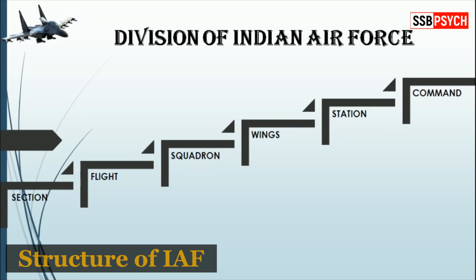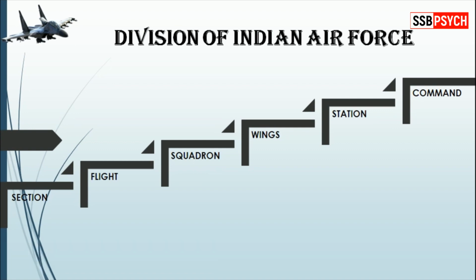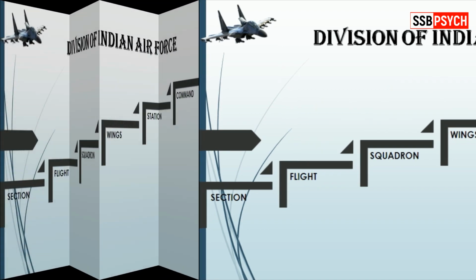When I start with the structure, even as a body has different parts like hands, eyes, nose, mouth, etc., similarly, in the Indian Air Force, if you go in ascending order, the smallest part is called the section, followed by a flight, then squadron, then wings, station, and command. We will discuss every part and subpart of it in detail in the coming slides.